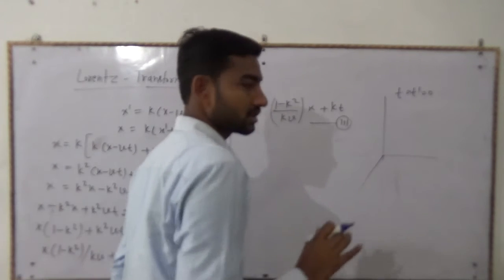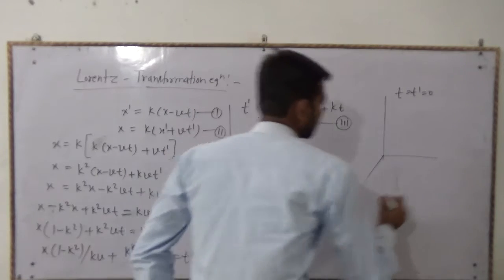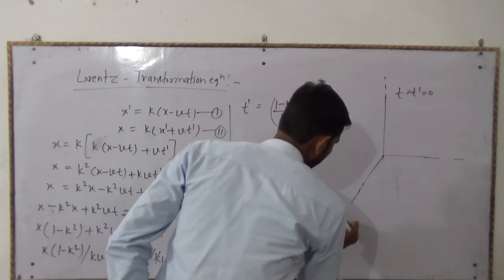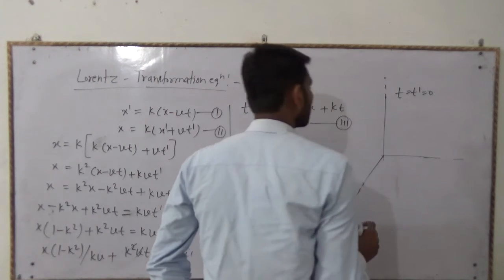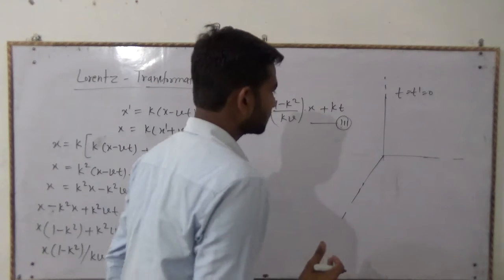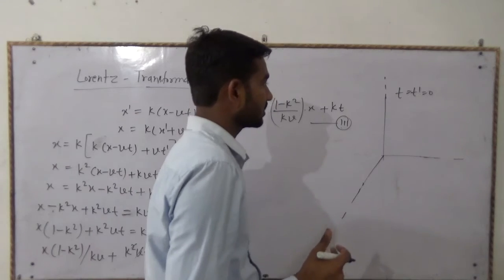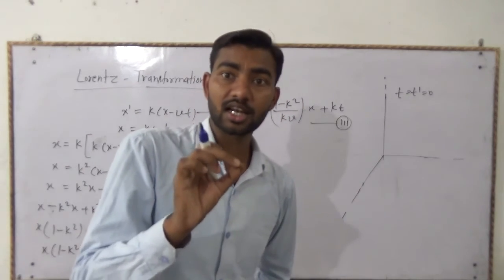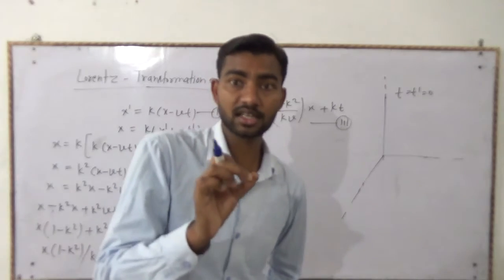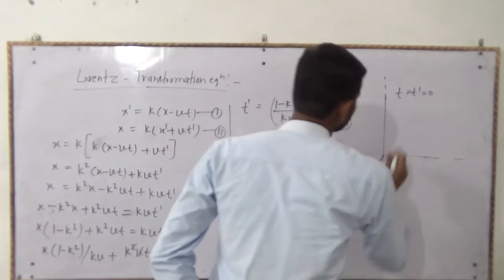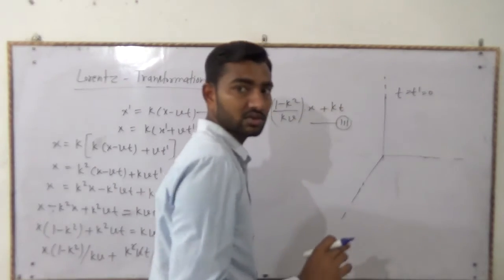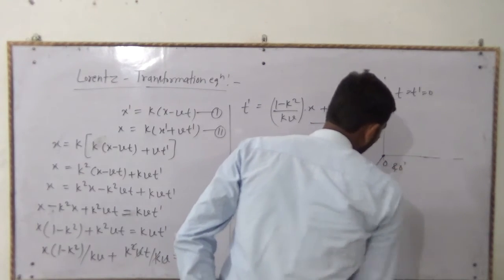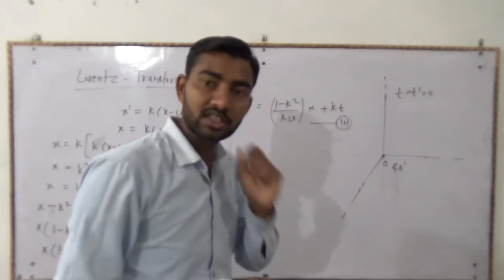It is my assumption, remember please. Here we are considering two frames of reference, S and S dash. The coordinates of frame of reference S will be x, y, z and S dash will be x dash, y dash, z dash. But here we are considering that at time t is equal to t dash is equal to 0, the origins of both frames of reference O and O dash coincide with each other.